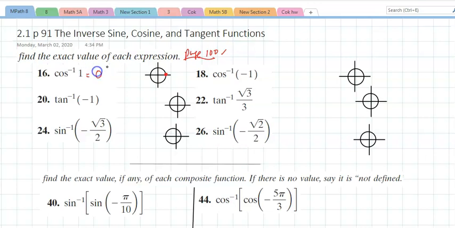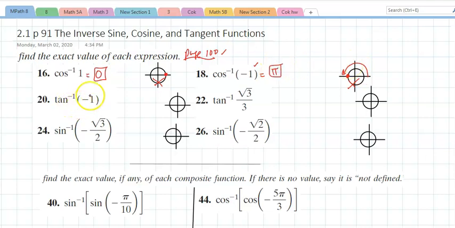That must be 0. And here it's asking, the cosine of which angle? So all of these, number 16 through 20, are angles. The cosine of which angle gives me a negative 1? Well, we know that's a special angle. But if I'm dealing with an inverse cosine, I can never be in quadrant 3 or 4. It has to be pi. You can't say negative pi.